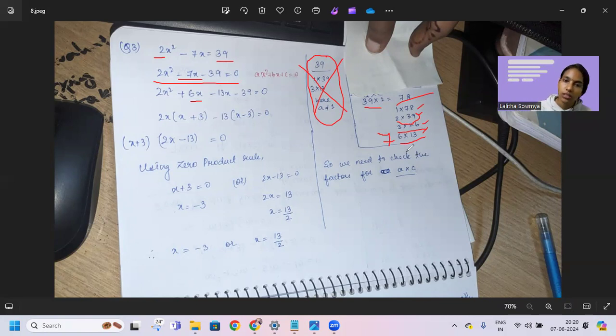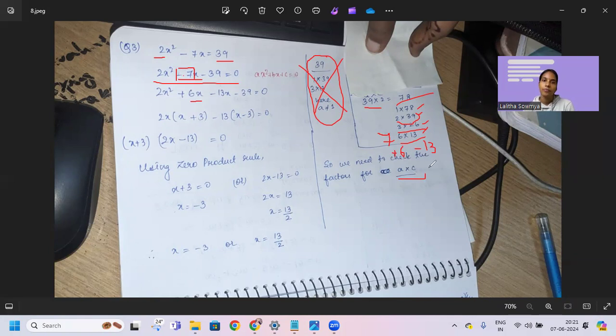So it is -7, not a +7. Negative means the biggest number should have the negative sign and the smallest number should have the positive sign. In the previous one, I told that the multiplication should be equal to AC. I just talked about C, but actually it is AC because A was 1. I didn't talk about it. So we should always check the factors for A and C and whether it is meeting or not.